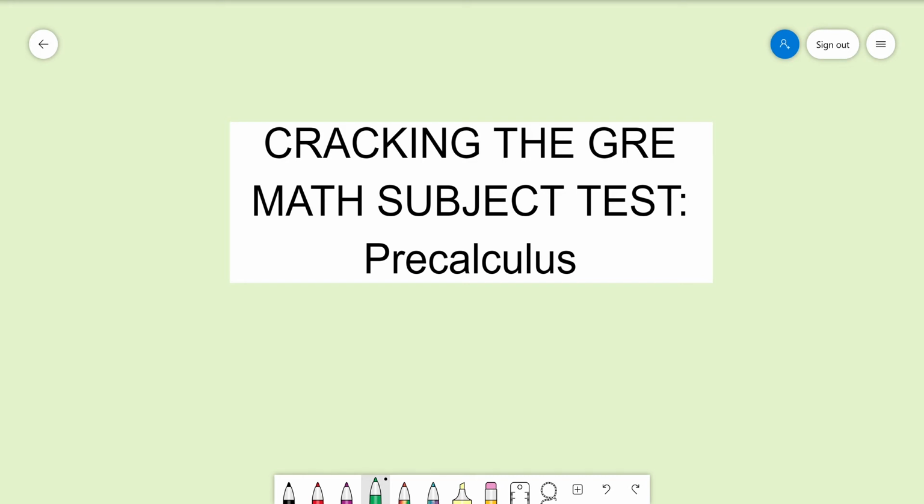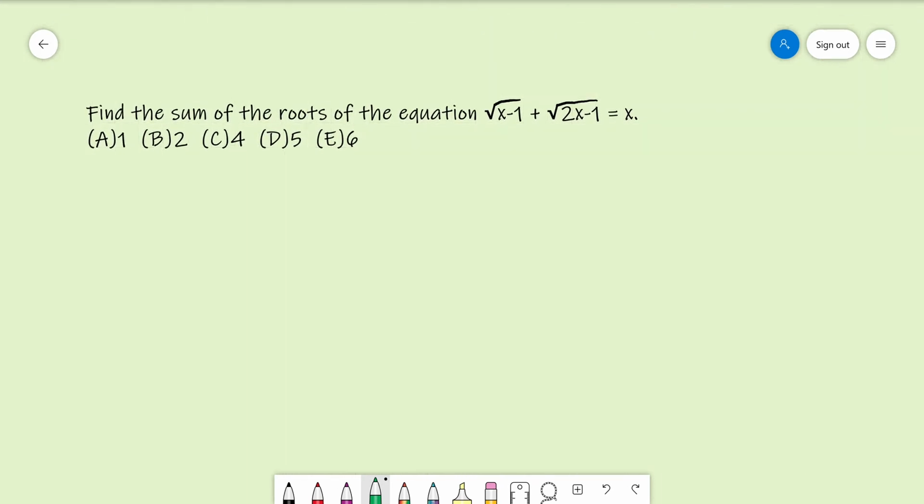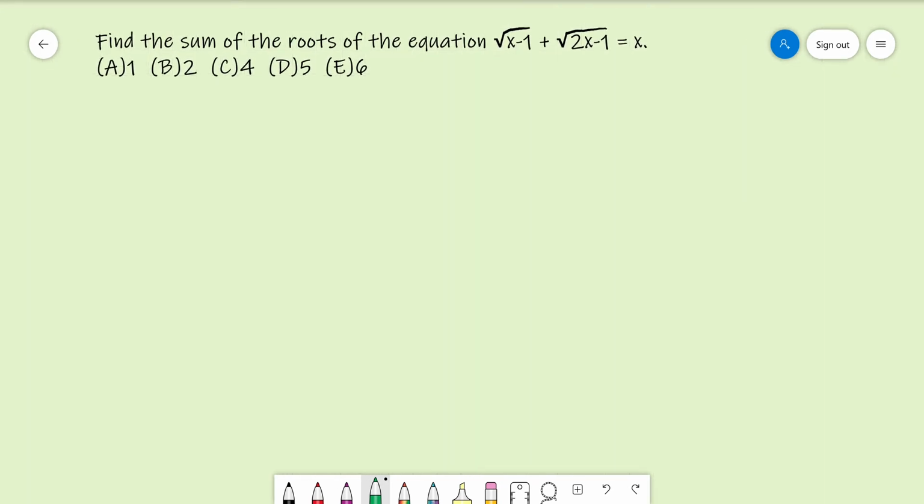We're on the Precalculus chapter. This is our first question. I'll show you two ways to solve this problem. We're asked to find the roots of the equation, or the sum of the roots of this equation. Just remember that the roots of an equation are just the solutions.